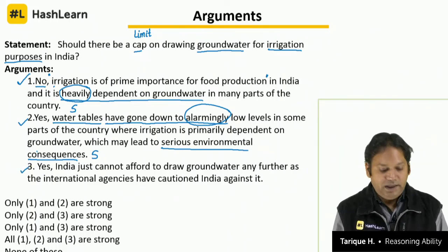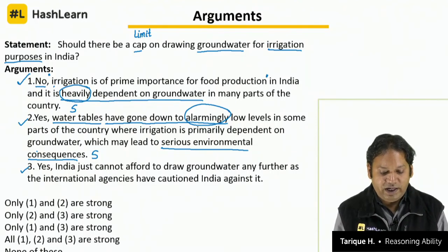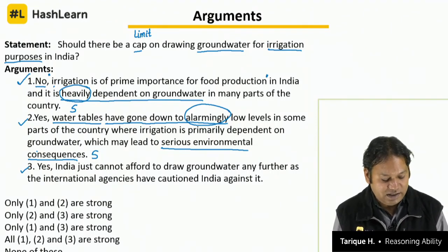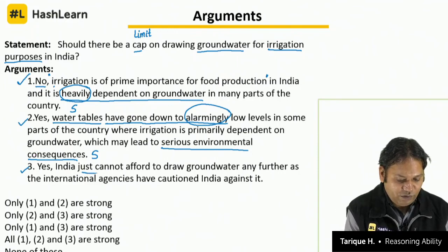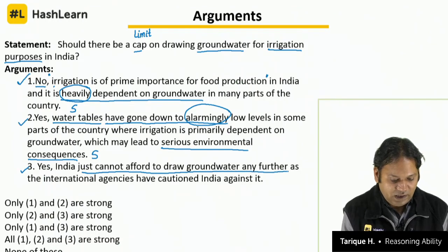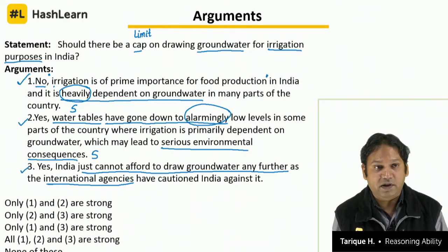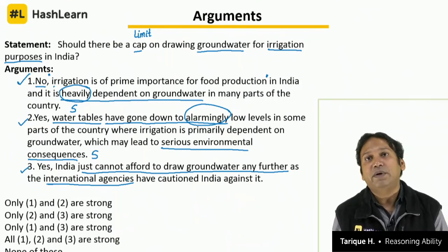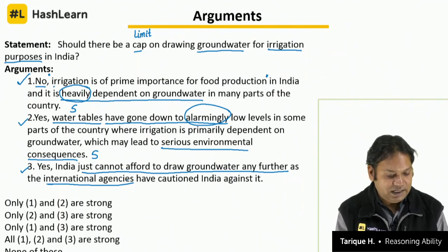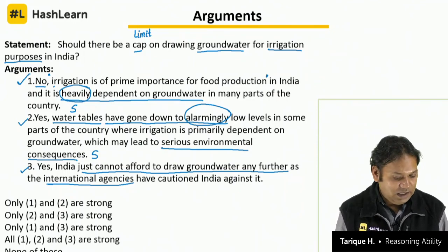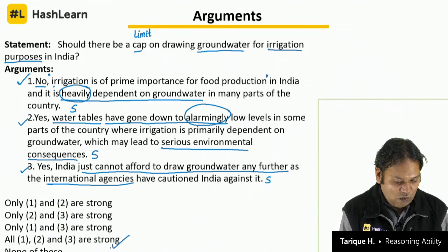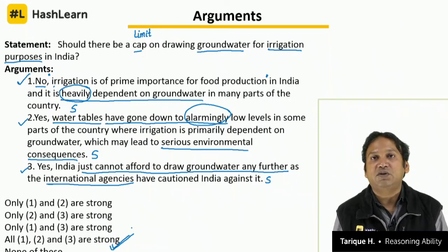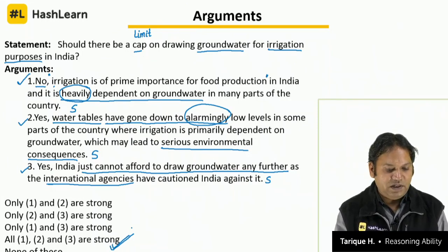Third one, yes, India just cannot afford to draw groundwater any further, as the international agencies have cautioned India against it. Right? Now if you see, India just cannot afford to draw groundwater any further, as international agencies, so there has been a warning from international agencies, for example the WHO and UN, who keep monitoring different aspects of our climate, and they have warned India that if you do this, it can lead to a problem, right? So that is also a strong argument. So we can say here that all 1, 2 and 3 are strong arguments here. Alright, so we have seen this question.